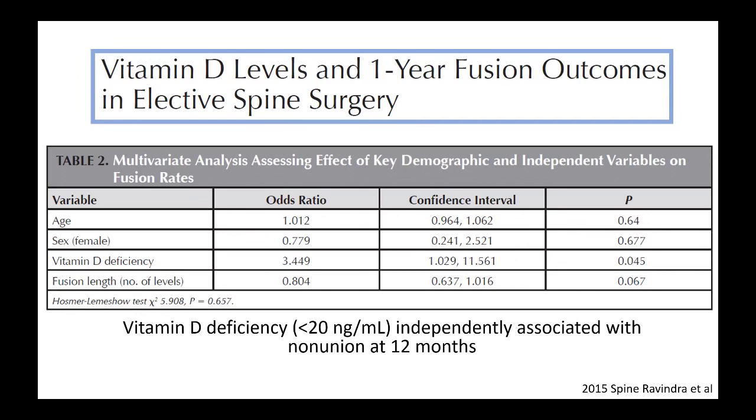This is a study of 133 patients who underwent cervical, thoracic, or lumbar fusions. 23% of these patients had vitamin D deficiency. And while not significant on univariate regression, multivariate regression did identify vitamin D deficiency as an independent predictor of non-union.